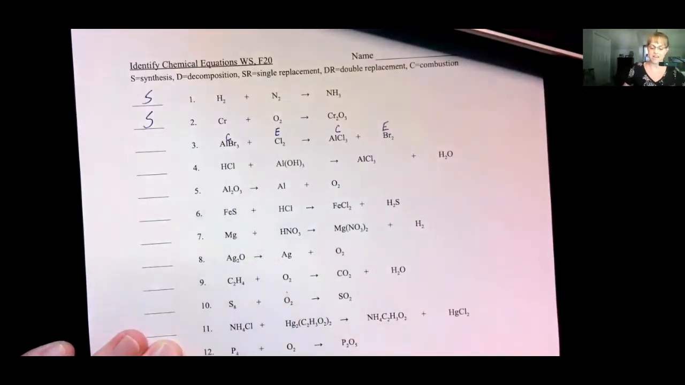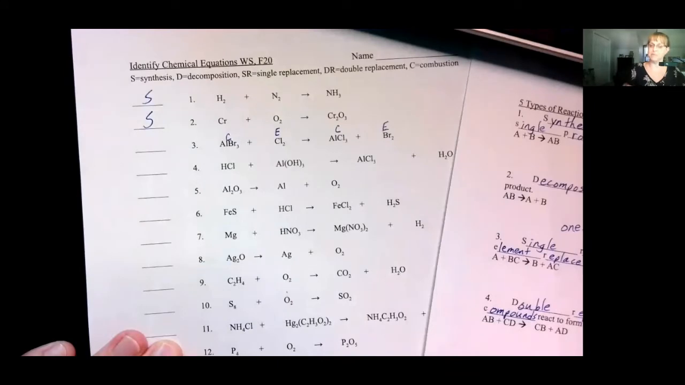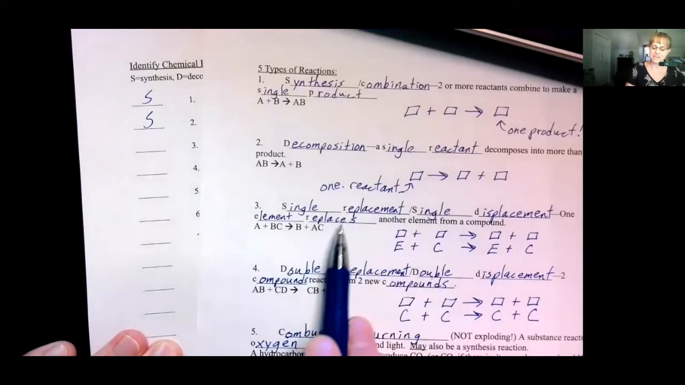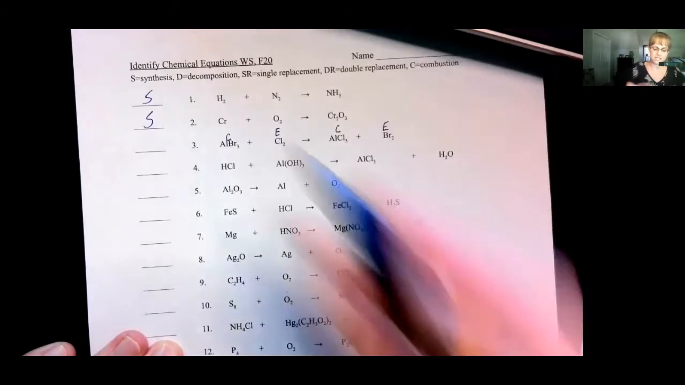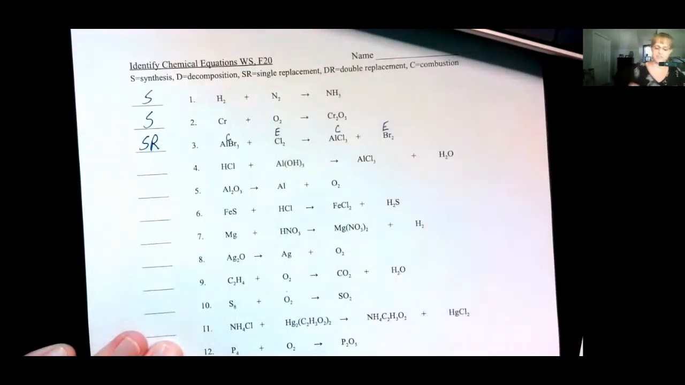All right, when you have an element plus a compound makes an element plus a compound, or compound plus element, same thing. That must be a single replacement or single displacement. So we'll put SR for single replacement.